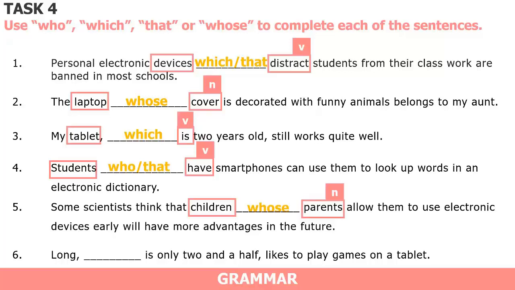The last sentence, who is the answer. Why? As this gap needs filling in with a subject, we can use who or that. However, this is a non-defining relative clause, so that cannot be used in this sentence.